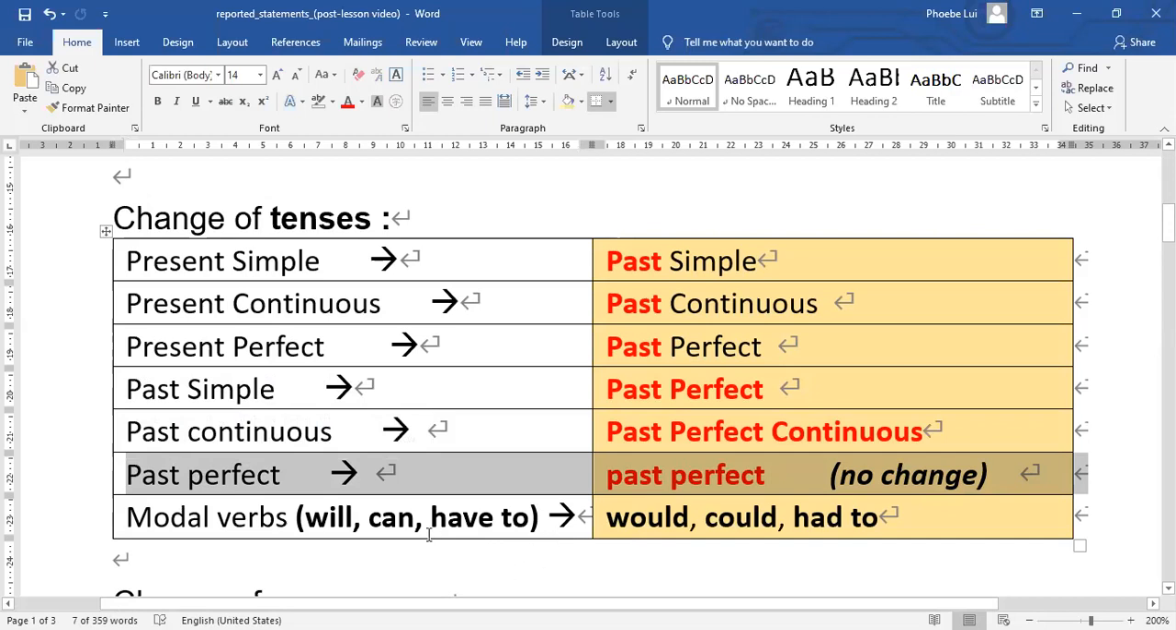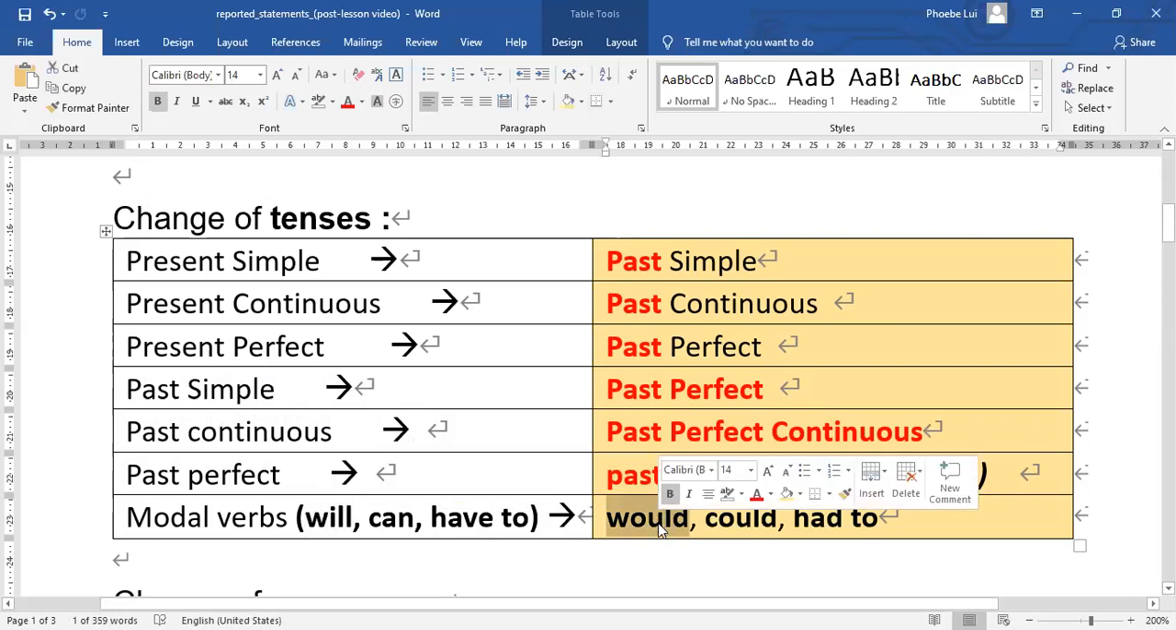For future tense, we use will in direct speech. But for reported speech, we change it into past tense would. Just like other modal verbs, can, we change it into could. Have to, we change it into had to.